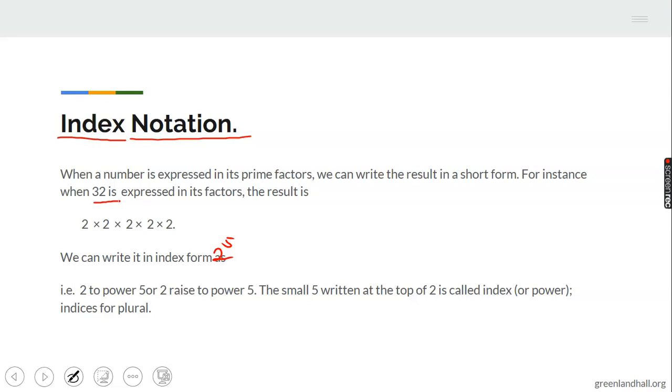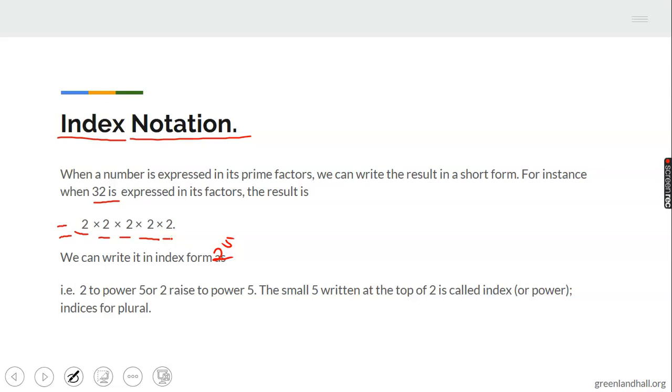What are the prime factors of 32? What do we multiply to get 32? That's 2 times 2 times 2 times 2 times 2. Let's calculate. 2 times 2, that's 4. 4 times 2, that's 8. 8 times 2, that's 16. 16 times 2, that's 32, and that's how we have 32.